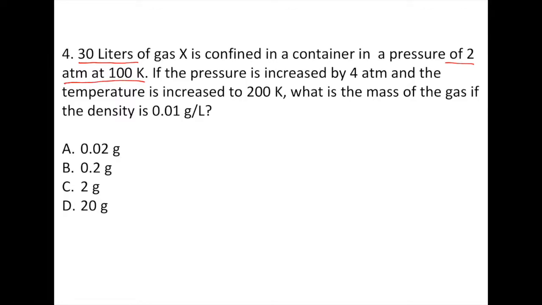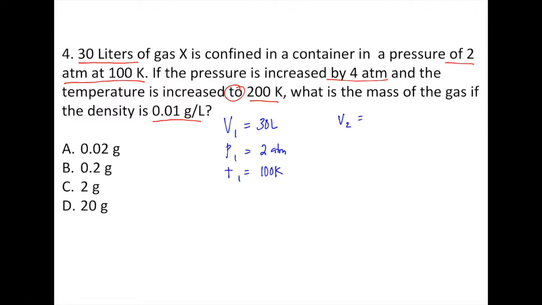If the pressure is increased by 4 atm and the temperature is increased to 200 Kelvin, what is the mass of the gas if the density is 0.01 grams per liter? First thing that we need to do is to identify the given. So we have here the volume 1, we have 30 liters, and then we have the pressure 1, which is 2 atm, and the temperature 1 is 100 Kelvin.